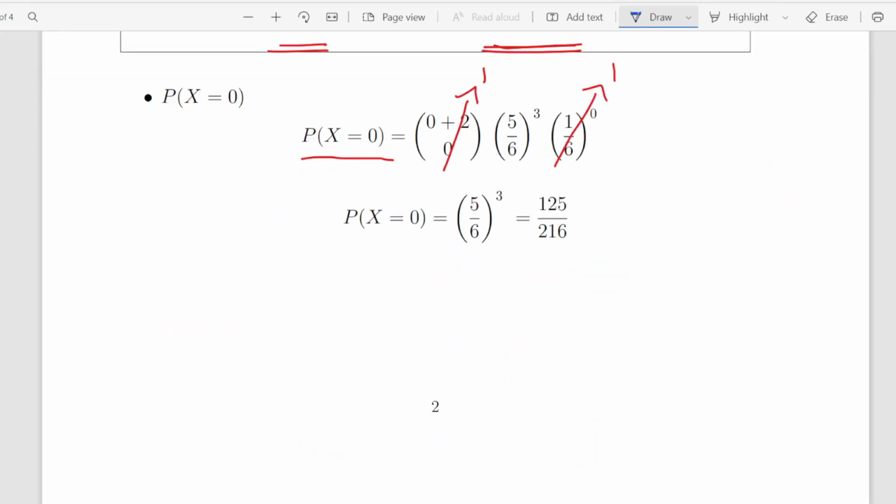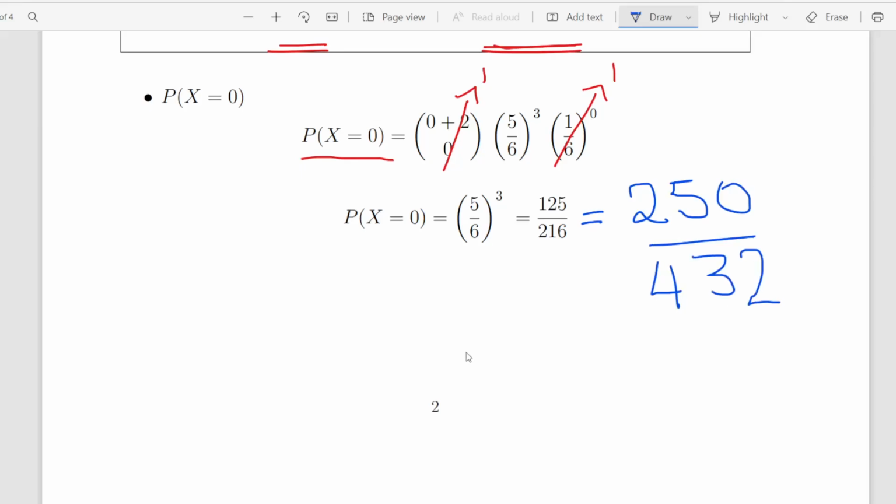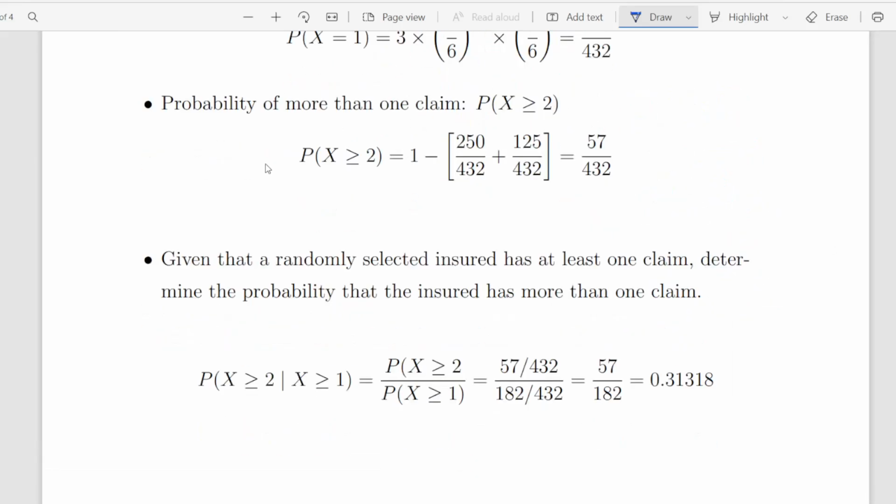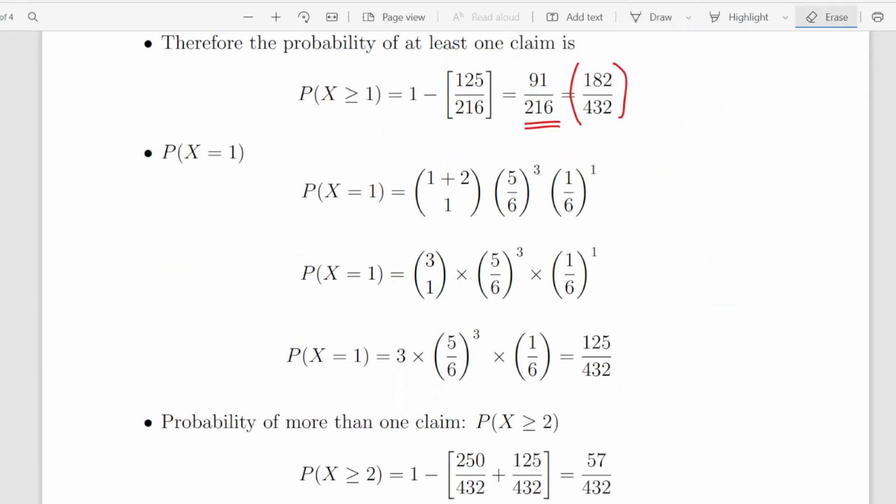I'm just going to step back a second. Previously, we found the probability of x equal to 0 as 125 divided by 216. I'm going to state that as 250 divided by 432 as well, just to make the arithmetic easy to follow. So what we have to do is go back down here now and calculate the probability of x equal to 1. We have the formula here using the PDF from before.